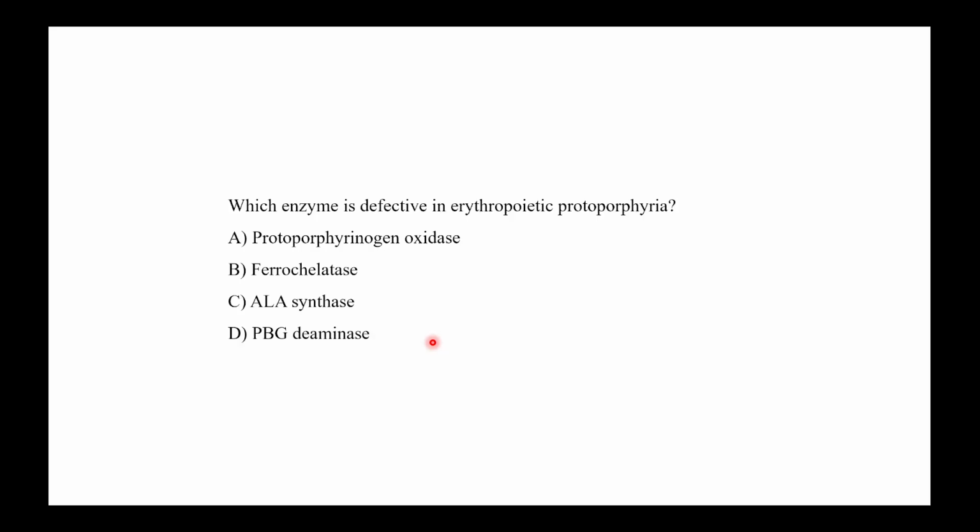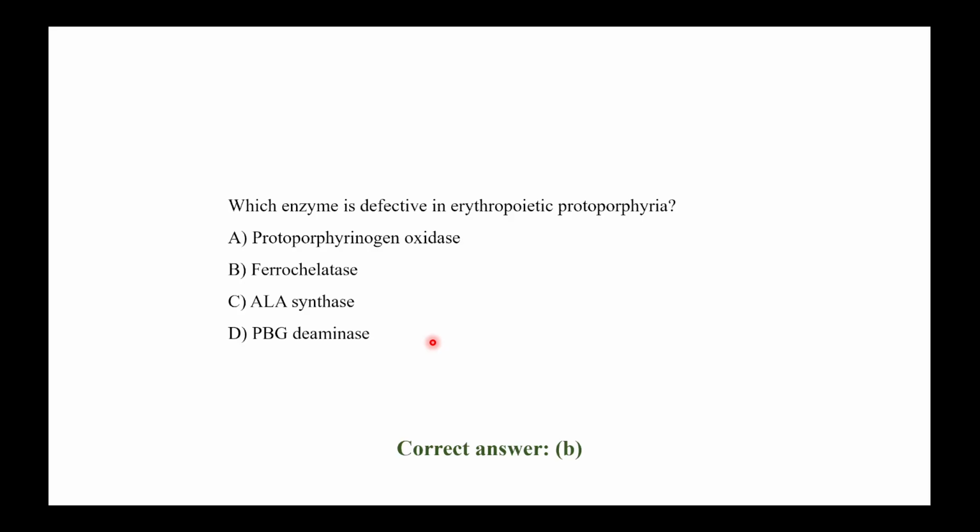Which enzyme is defective in erythropoietic or protoporphyria? Option A, protoporphyrinogen oxidase. Option B, ferrochelatase. Option C, ALA synthase. And option D, PBG deaminase. Which enzyme is defective in erythropoietic protoporphyria? Option A, protoporphyrinogen oxidase. Option B, ferrochelatase. Option C, ALA synthase. Option D, PBG deaminase.